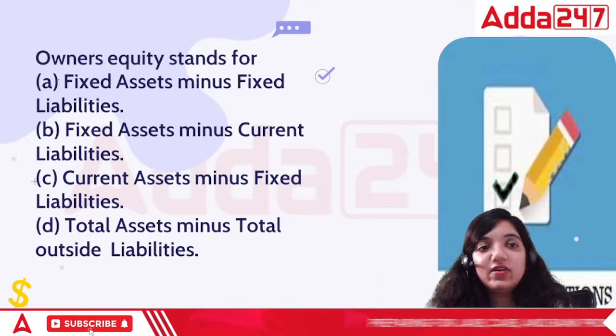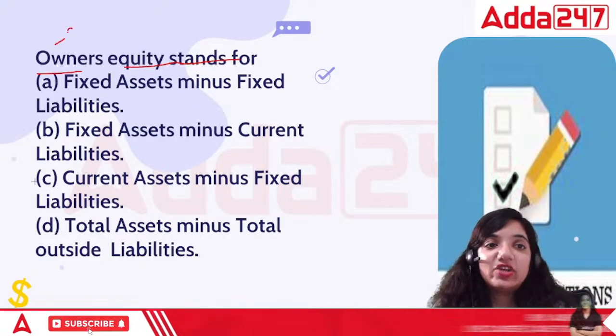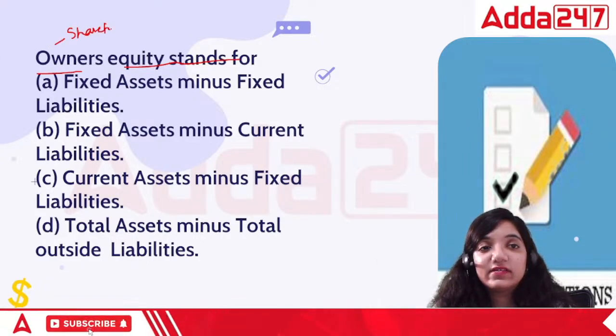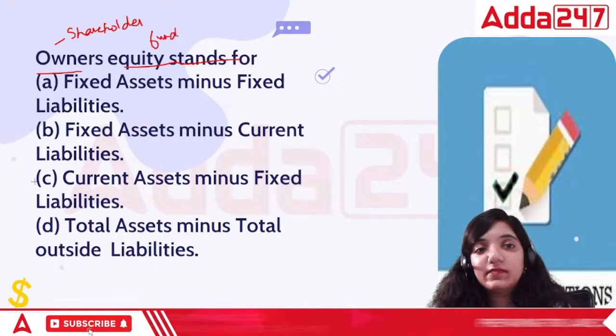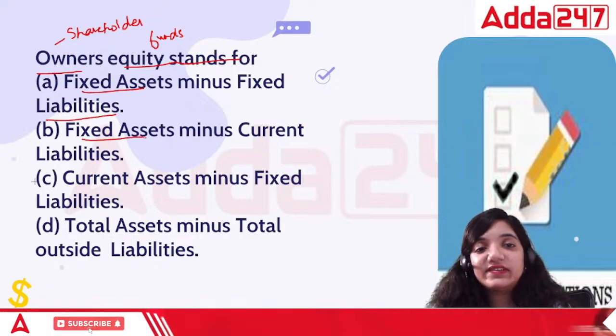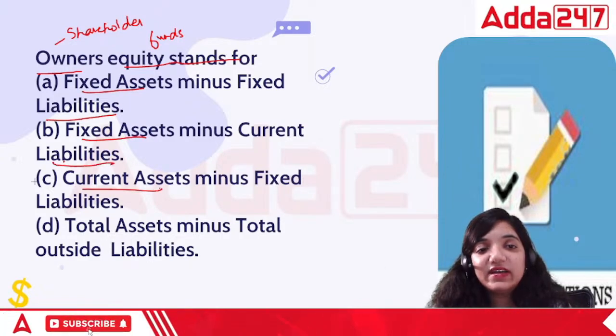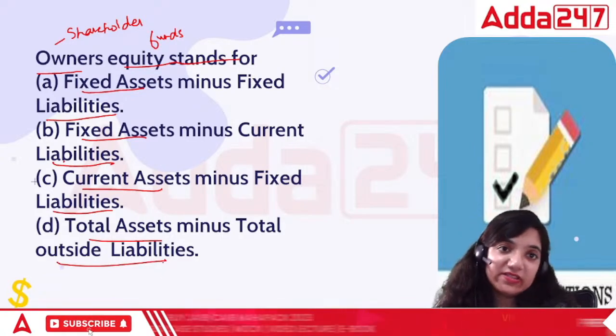Next question. Owner's equity stands for: owner's equity is shareholder funds. Fixed assets minus fixed liabilities. Fixed assets minus current liabilities. Current assets minus fixed liabilities. Total assets minus total outside liabilities.